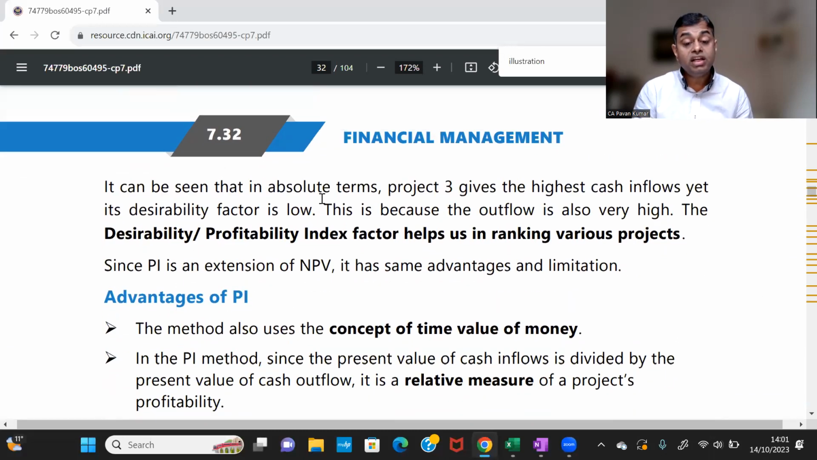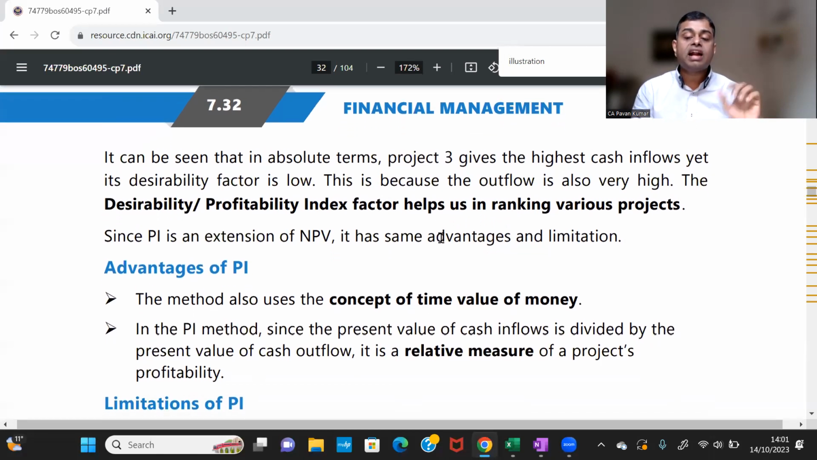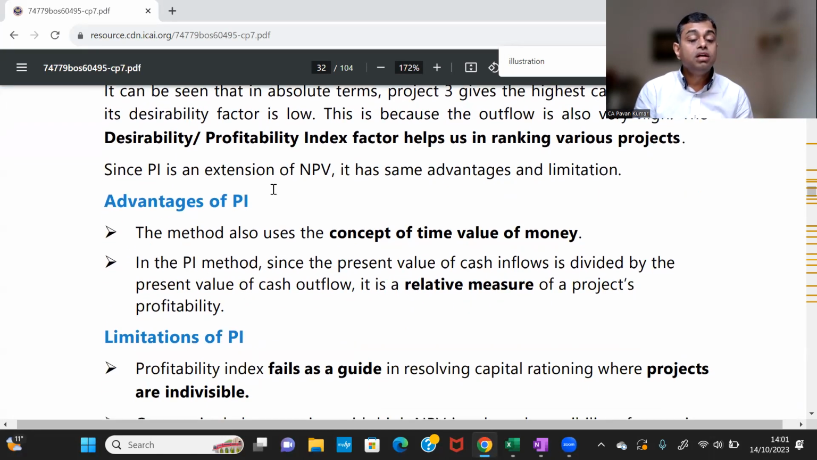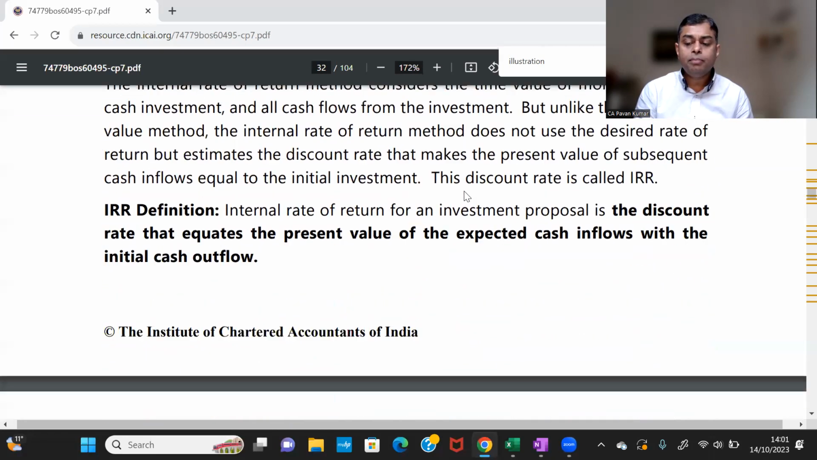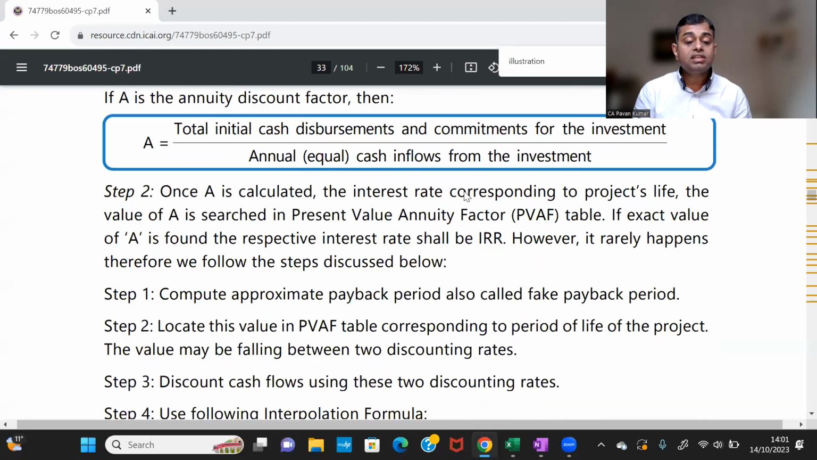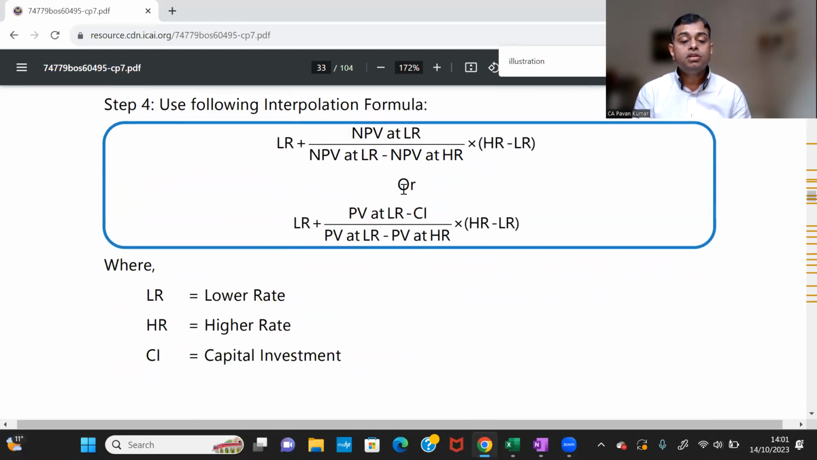Oh, they have given, it can be seen in absolute terms. This is because of outflow. They have given profitability index helps us in ranking various projects. Very good. Since PI is an extension of NPV, it has same advantages. Okay, very good. No problem. So shall we go to next question, guys?